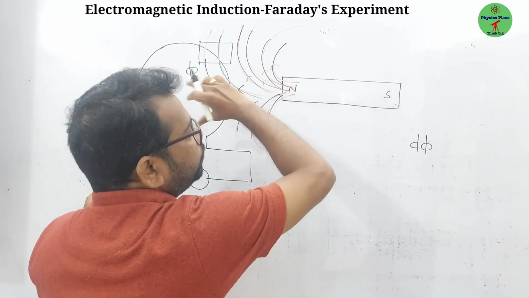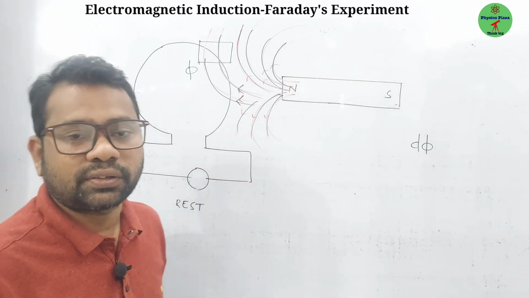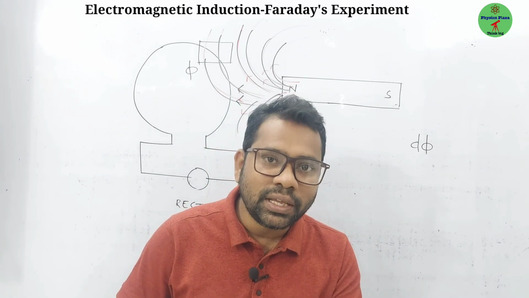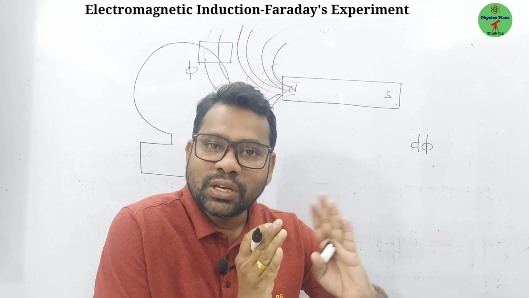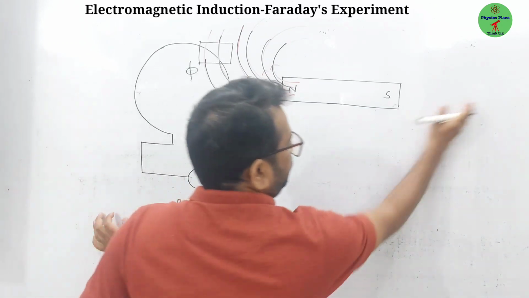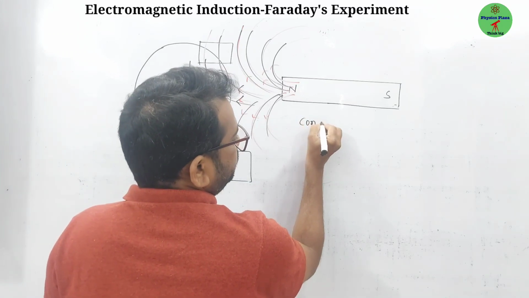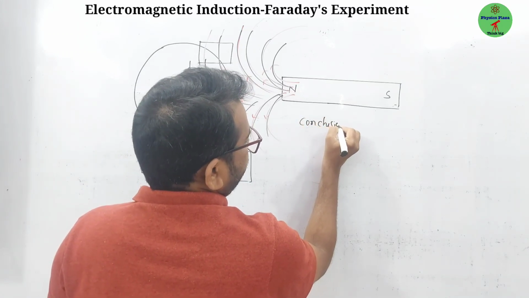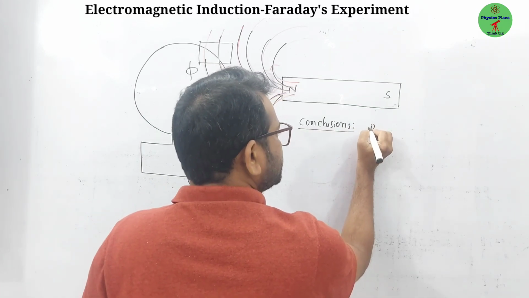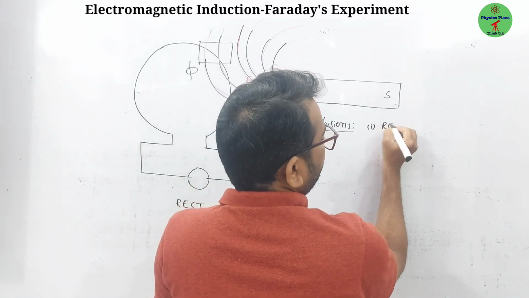So I repeat once again: during this process, there is a change in magnetic flux linked with the coil. The magnetic flux linked with the coil is changing continuously. As long as there is a change in magnetic flux linked with the coil, then only current will be there. Children, let us just see the conclusions of Faraday's experiment. The first one is that as long as there is a relative motion, a very important term, this is.